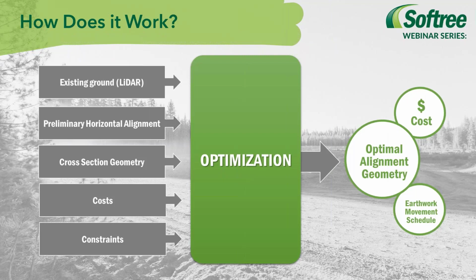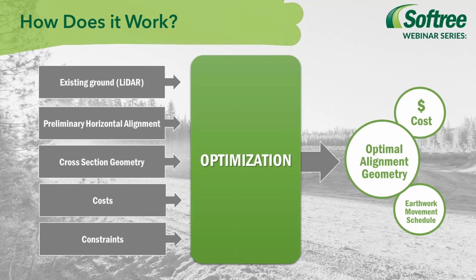So how does it work? As I said previously, we need an existing ground. LiDAR is a great survey option for that. You get a large area and high quality data. For our optimization, we're going to need a preliminary horizontal alignment. So we don't necessarily need a vertical alignment to start optimization, but we do need to know where the horizontal is. And if we use our horizontal optimizer, which I'm not going to focus on today, that will take your preliminary horizontal alignment and adjust it to find a better route.